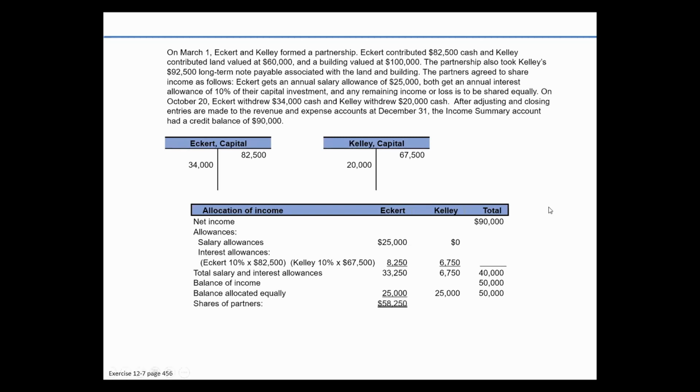And so then Eckerd will receive $58,250. Kelly would receive $31,750. And then that allocates our net income. So those amounts would be added to their capital balance. Then what we have to do is go ahead and add that to their capital balance.